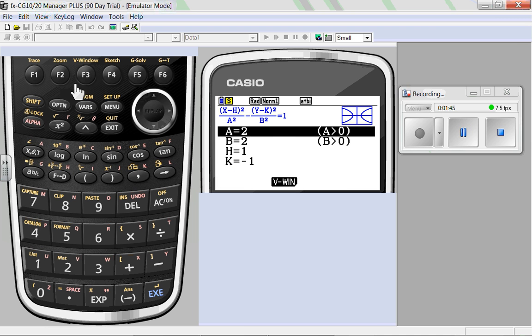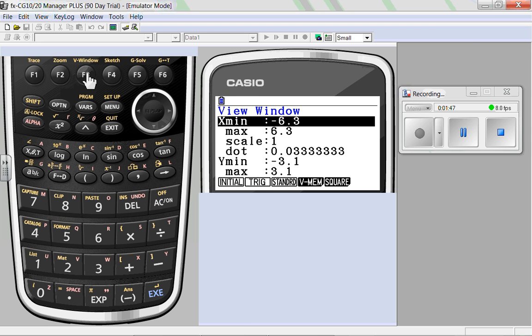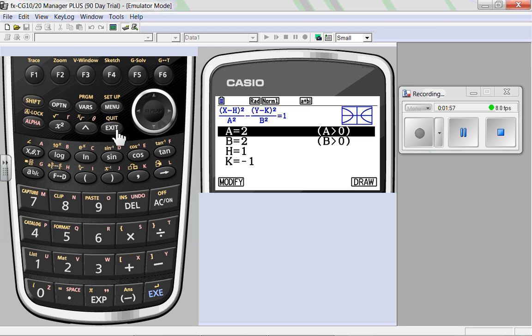Just to show you, I am in the initial viewing window, not the standard. The initial viewing window will let my ellipses look like ellipses and hyperbolas look like hyperbolas. They don't look distorted. What I do at the beginning of this unit is to show the modify.